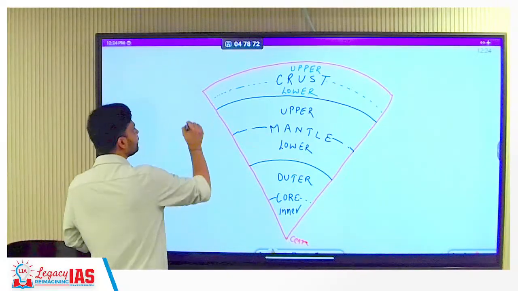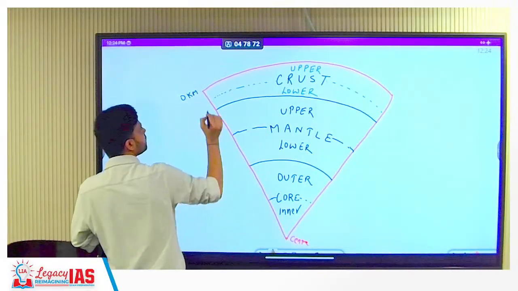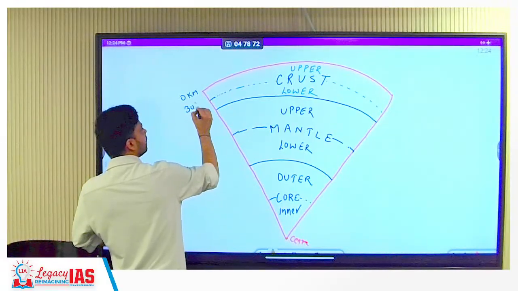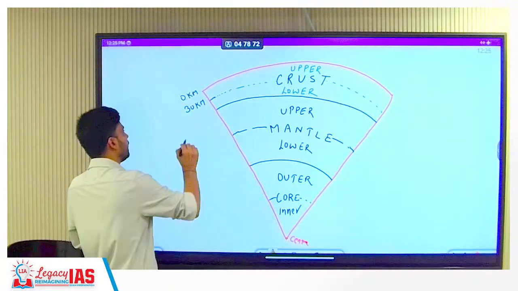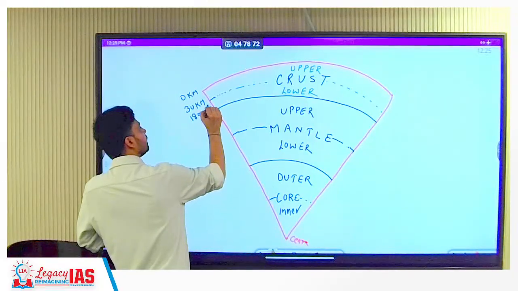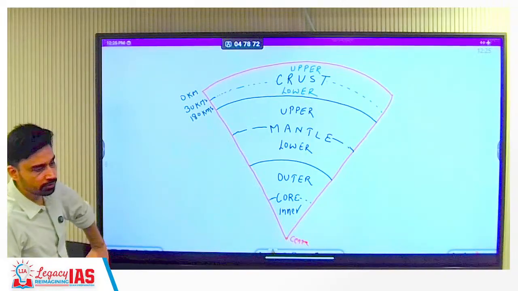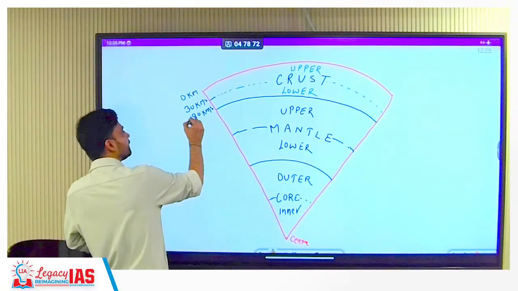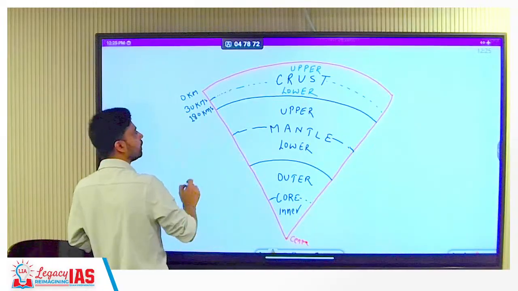If you look at the depth of each of the layer, you start from the surface, that is 0 kilometer. The upper crust extends roughly up to a depth of how many kilometers? 30 kilometers. And the lower crust exists up to a depth of roughly 180 kilometers. So depth is very important. Questions based on the entire depth and the arrangement in increasing or decreasing order have been asked. So 0 to 30 kilometer is the upper crust, 30 to 180 kilometer is the lower crust.